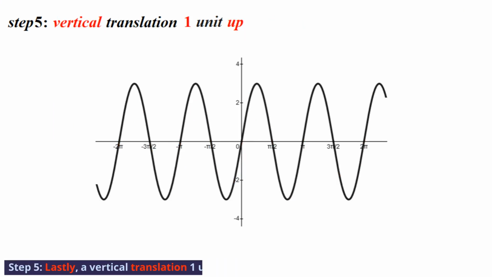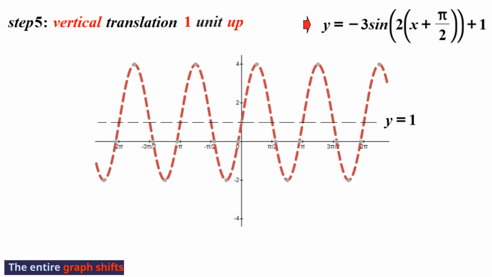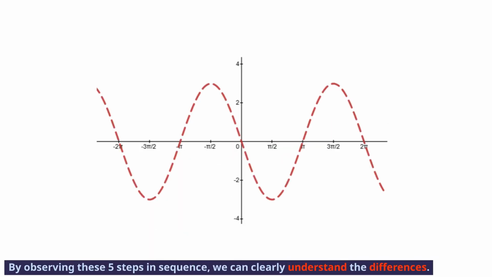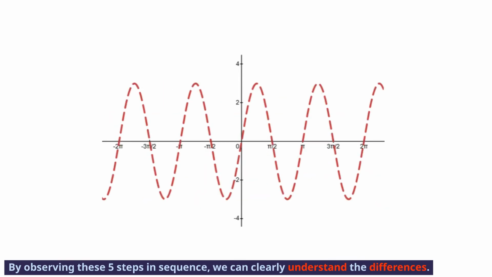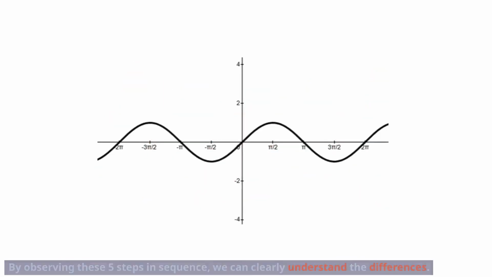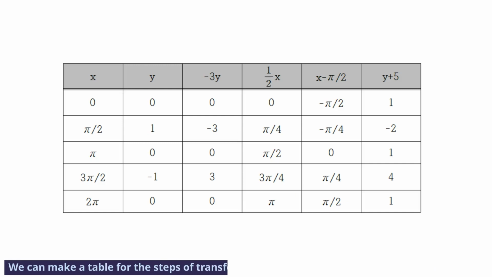Step 5. Lastly, a vertical translation 1 unit up. The entire graph shifts upward by 1 unit. By observing these 5 steps in sequence, we can clearly understand the differences. We can make a table for the steps of transformation.